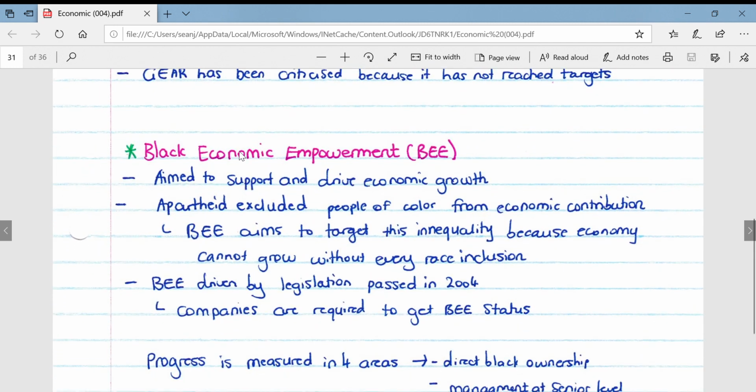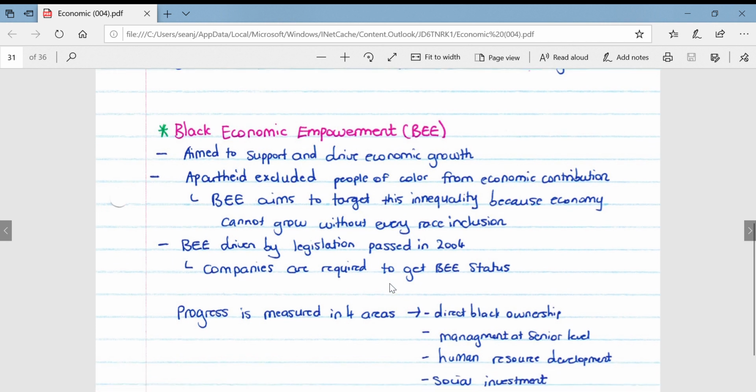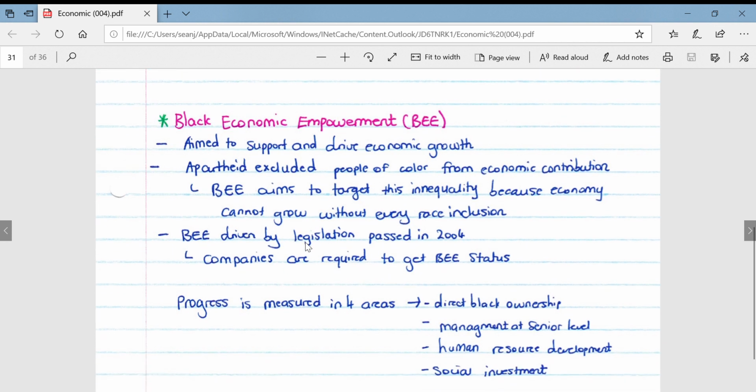Then if we look at Black Economic Empowerment, or BEE, it aims to support and drive economic growth. Apartheid excluded people of color from economic contribution, so BEE aims to target this inequality because the economy cannot grow without every race being included. BEE is driven by legislation passed in 2004, and companies are required to get BEE status.